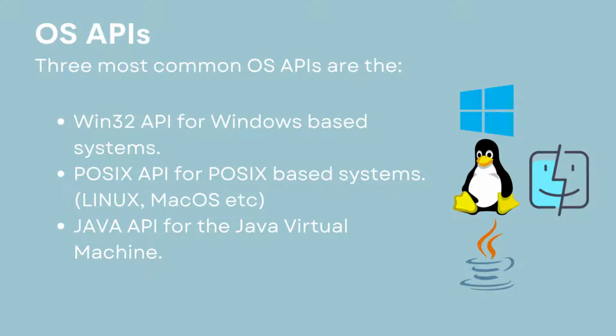Coming on to the OS APIs. OS APIs basically give you access to the operating system services, and there are three most common OS APIs. The first one is Win32 APIs. It is for Windows-based systems, for example, Windows 10, Windows 8, Windows 7, etc. POSIX APIs. POSIX APIs are for POSIX-based systems like Linux, macOS, etc. The third one is Java API. Java API is basically for JVM, Java Virtual Machine.